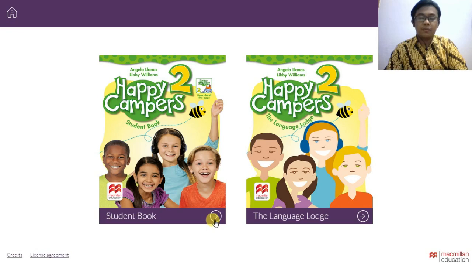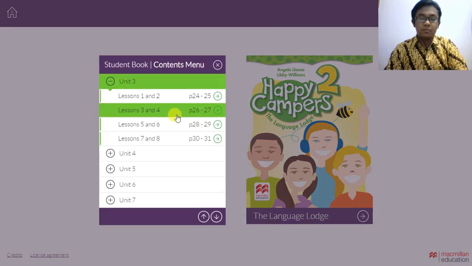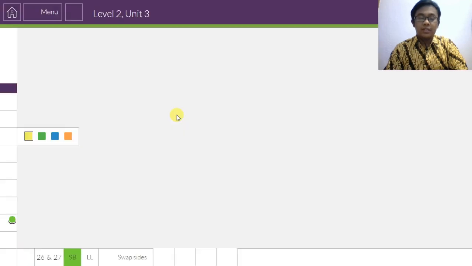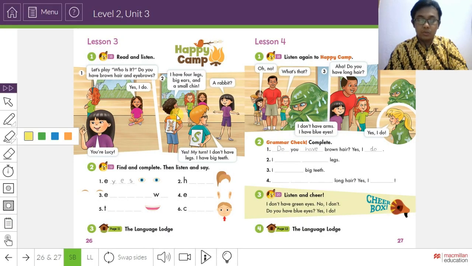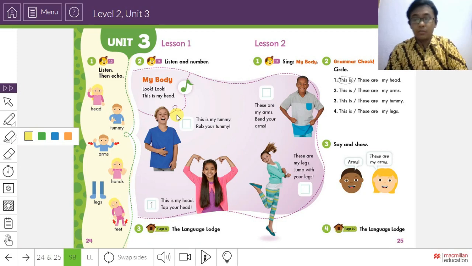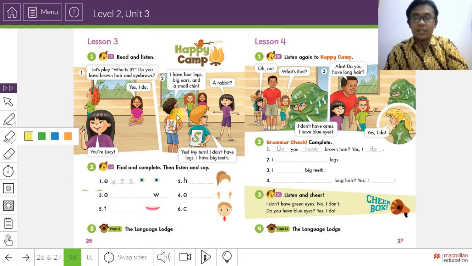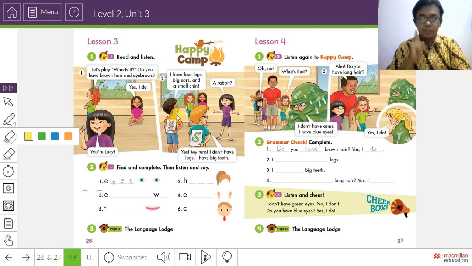Okay, so now let's open your Happy Campers book, lessons 3 and 4. Now we move to page 27. Last week we also learned about this is and these are. Don't forget: this is is used for singular, these are is used for plural. Don't forget about it.